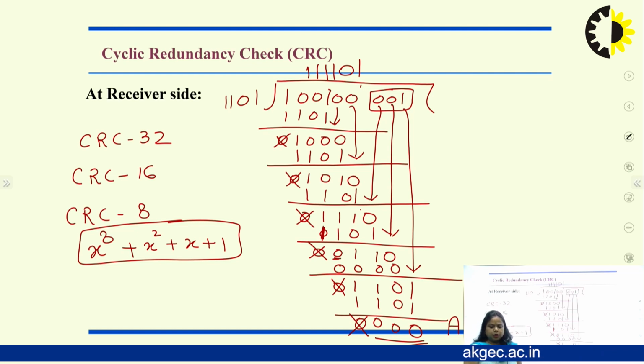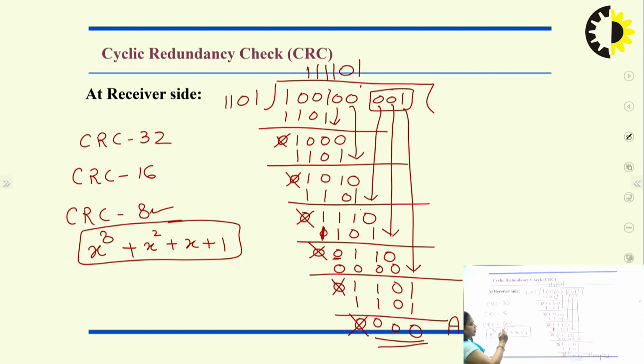Fine. When I am talking about the CRC, we can also detect all the burst errors of length less than or equal to the degree of this particular polynomial. So it means if the degree is 8, we can check the errors up to the degree of 8.